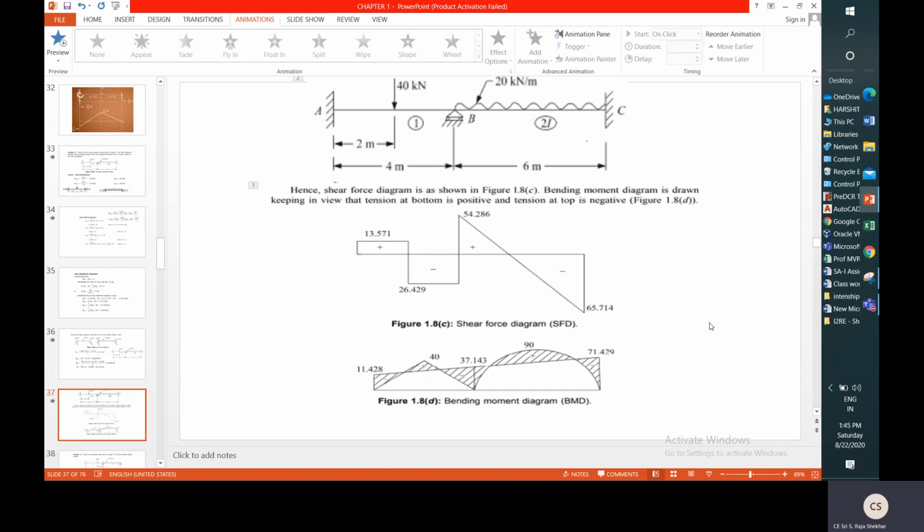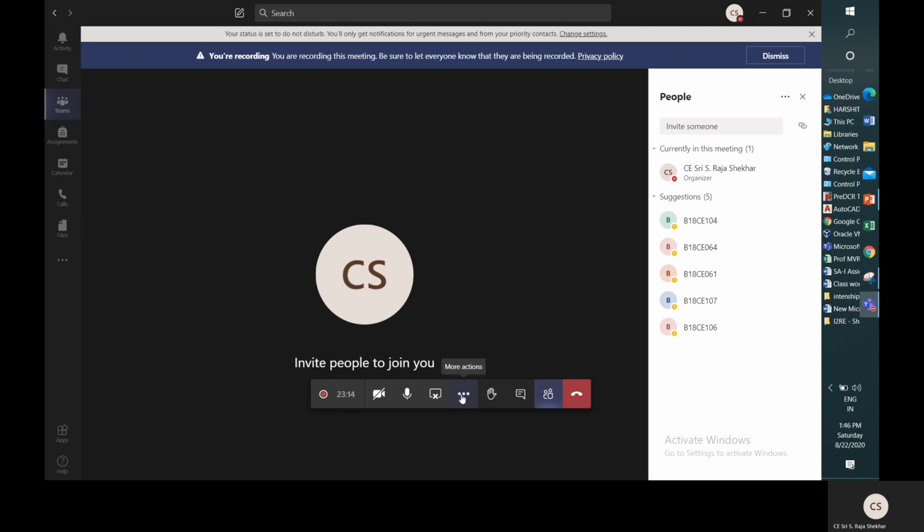Okay, this is the procedure for the analysis, for the calculation of fixed end moments, bending moment diagram and shear force diagram for a continuous beam.